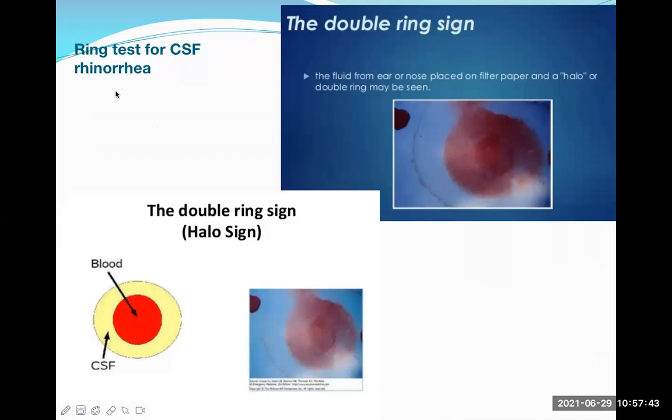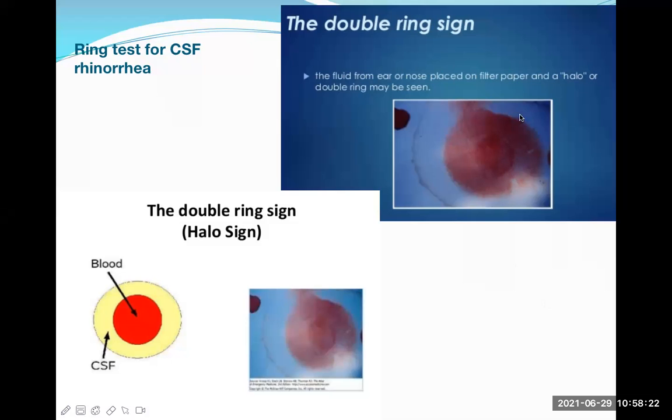Now, this is the ring test for CSF rhinorrhea. That's what we are talking about just now. If we collect that sample at the center, see this? This is a blood clot, and around that, there is a bigger type of ring present, which is a clear type of ring. And this is because of diffusion of CSF here. It exactly looks like this. This is by blood, and the outer one is caused by CSF. This is also known as halo sign, a double ring sign, because these are the two rings which are present, double ring.